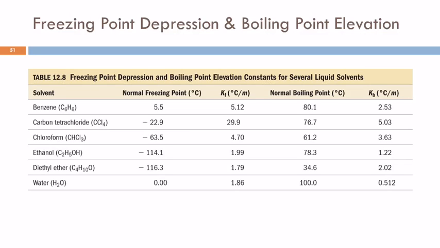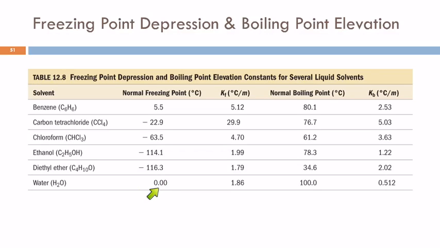Here's a table of freezing point depression constants, and they're going to have units of degrees Celsius per molal, because you multiply them by the molality and that gets you a temperature. And then the boiling point elevation constant. Here we're given the normal freezing points and the normal boiling points. You do not need to memorize any of the KF or KBs. And the only melting and boiling point that you should know is for water.